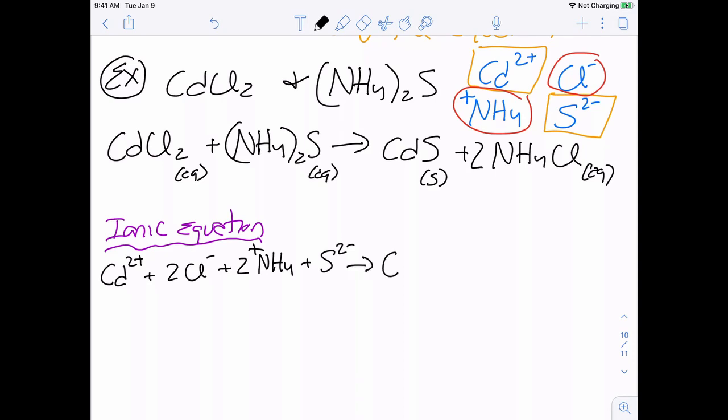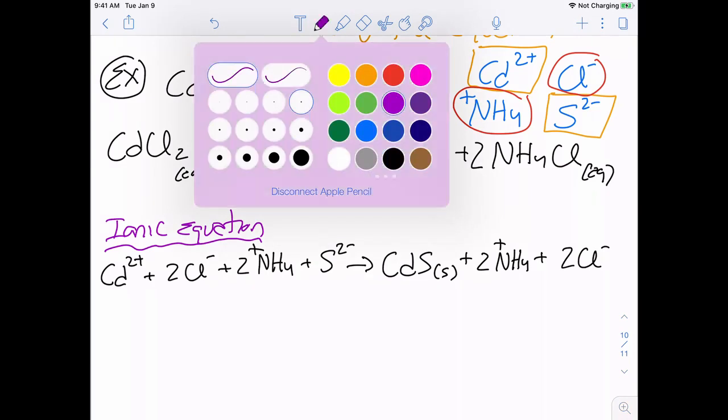My products, cadmium sulfide is solid, so I'm going to keep it together. And then ammonium chloride, I have 2 moles of that. So 2 ammonium ions again, plus 2 chloride ions. So that is my ionic equation.